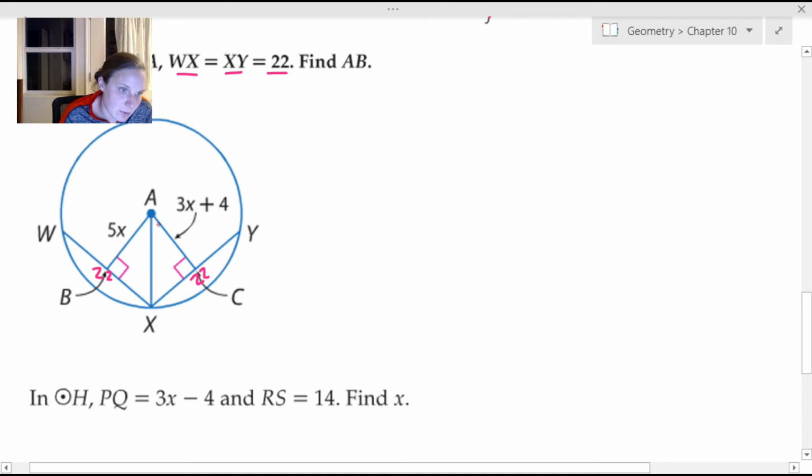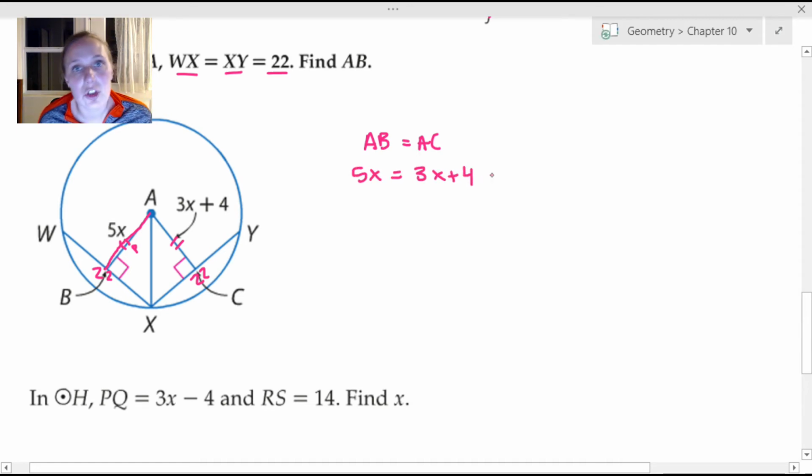Find AB. We want to find the distance from A to B. That's what it's asking us for. What we do know is that these two segments have to be congruent. If these are both 22, then these ones have to be congruent. So AB has to be equal to AC. So now I'm just going to substitute in what I know for those two things. 5x is going to be equal to 3x plus 4.